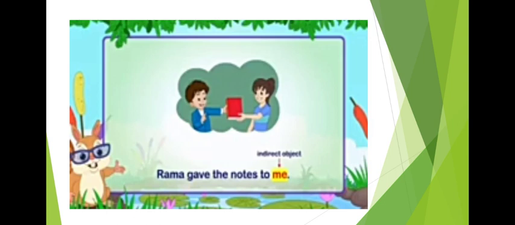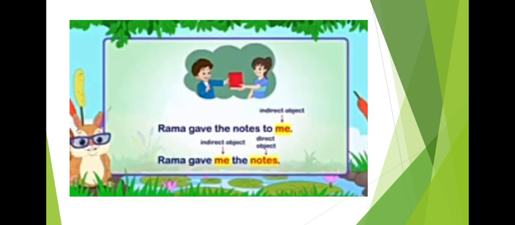Now this sentence can be changed. We can change the structure of the sentence without changing the meaning in this way. Rama gave the notes to me. This is the first one. In the second sentence, Rama gave me the notes. So here, the indirect object may come before the direct object, or it may also come after the direct object without the meaning being changed.